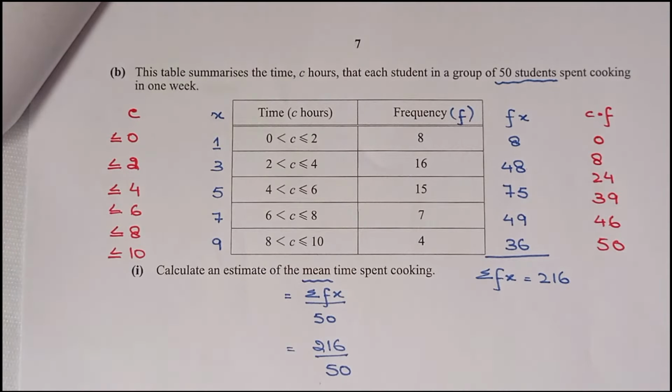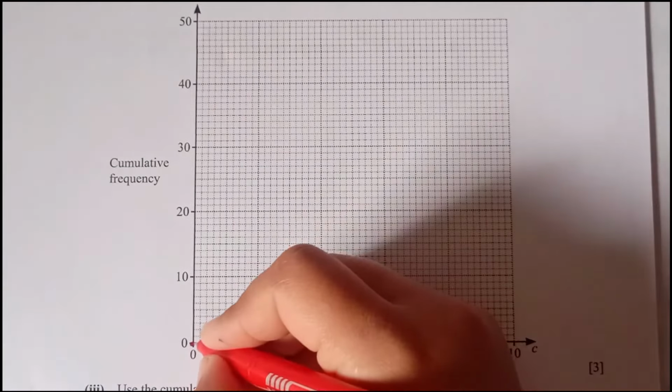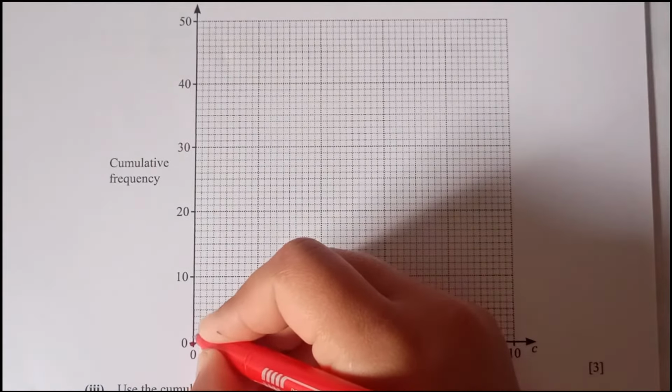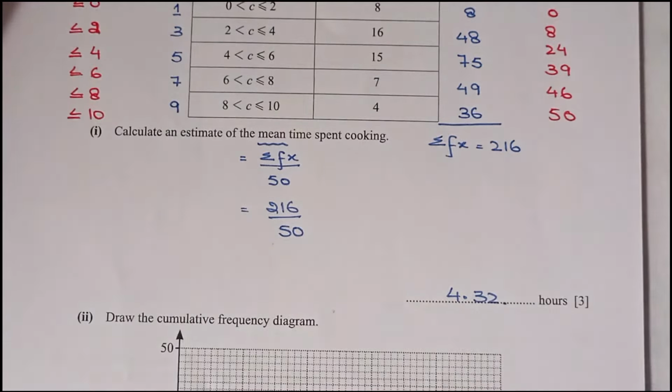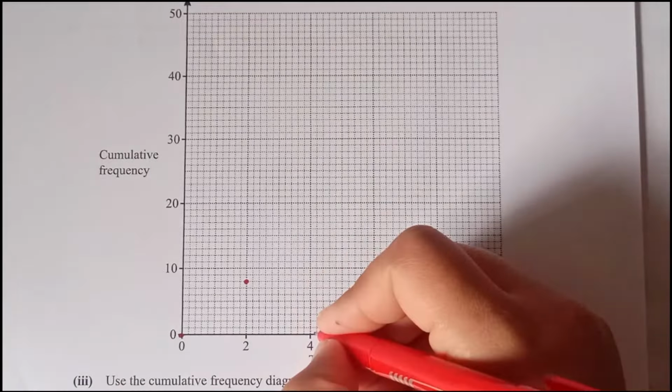So the first point is 0, 0. When the time is 0, the cumulative frequency is 0. This is the first point. For the second point, when the time is 2, the cumulative frequency would be 8. So the time is 2 over here and the cumulative frequency is 8. We have 1, 2, 3, 4, 5, 6, 7, 8. This is the second point. When the time is 4, the cumulative frequency would be 24. For 4, it would be 24: 20, 21, 22, 23, 24.